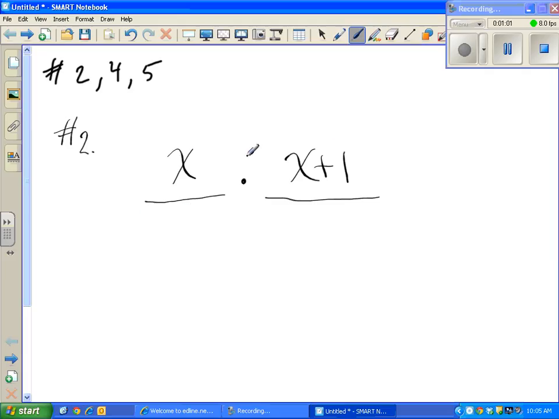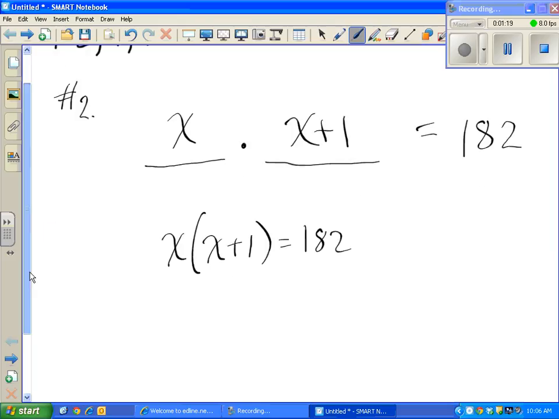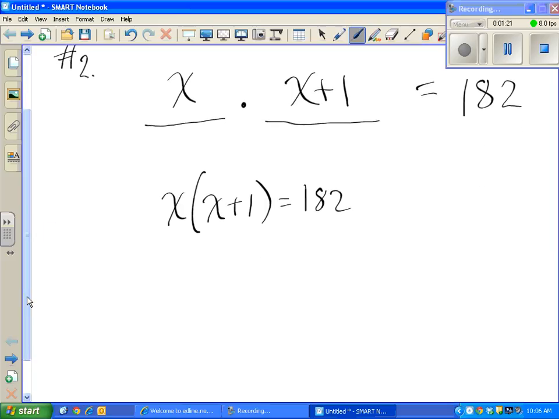So if it's like 2 and 3, this is 1 bigger than 2. Obviously 2 and 3 is not the answer because 2 and 3 does not multiply up to 182. So that's our goal. So we write it mathematically in a little bit different format. We write x times x plus 1 equals 182. Now you might be able to guess and check this answer and try to figure out what two numbers multiply up to 182. But this is the algebraic way to solve it.